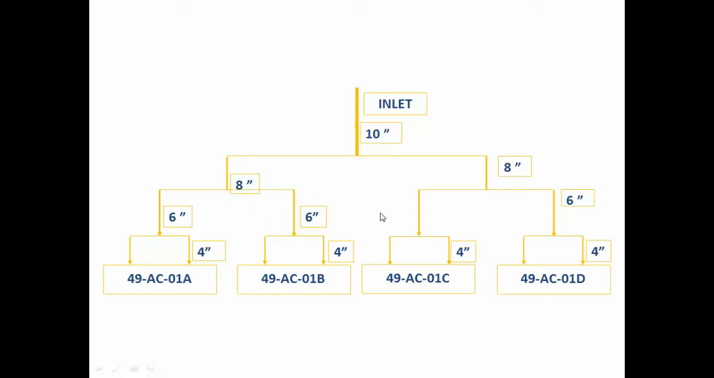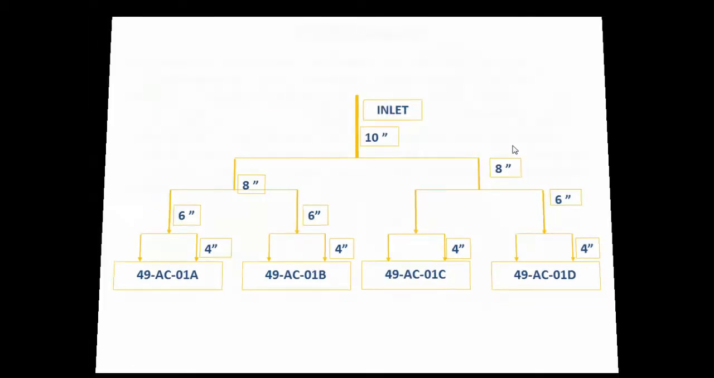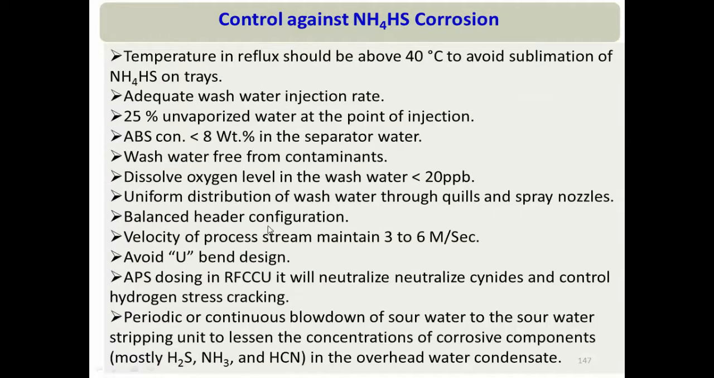However, in some cases you may find that it is divided into four lines and then further divided into two and two. In that case, they usually provide a rotameter to monitor that at least equal flow of wash water is going into all these lines. So that is very important. Balance header configuration is important.